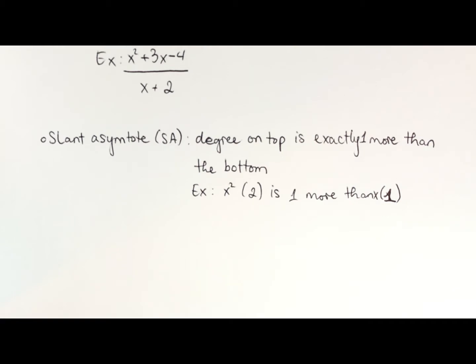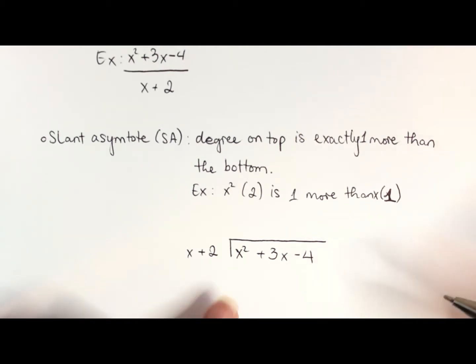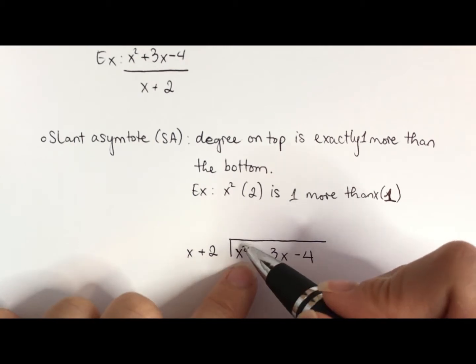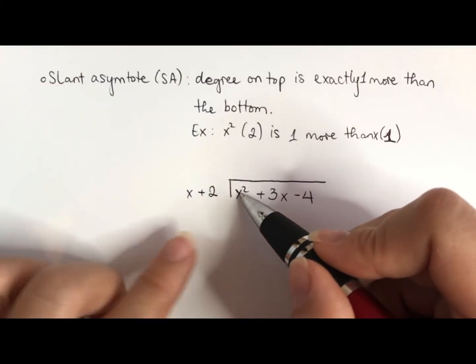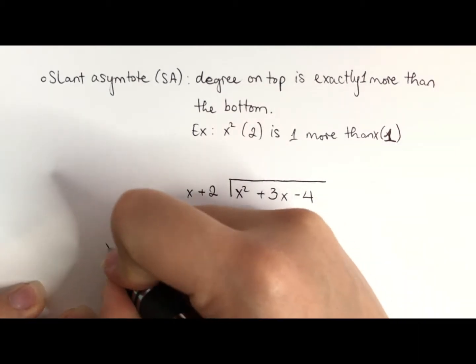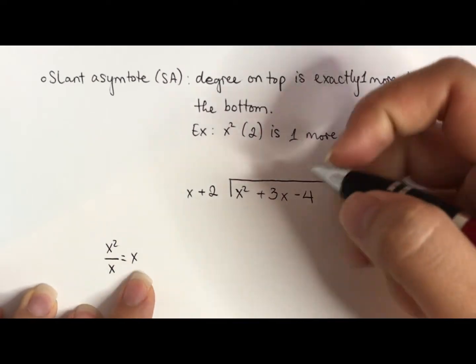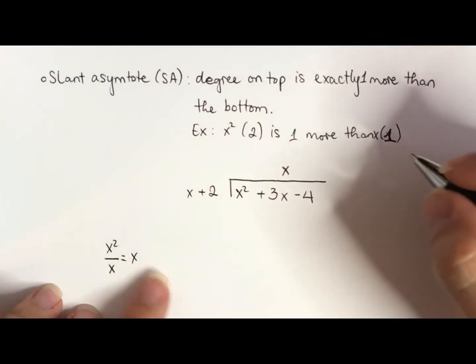I'll briefly show you how to do it in this example, but if you need a video just about long division of polynomials, I'll make a video about it. Okay, so this is how you set it up. Your denominator is going to be the divisor, and your numerator is the dividend. To do long division, we're going to look at each term at a time. So we have x squared divided by x. You can do it on the side like this. X squared divided by x is just an x. So that x is part of your quotient.